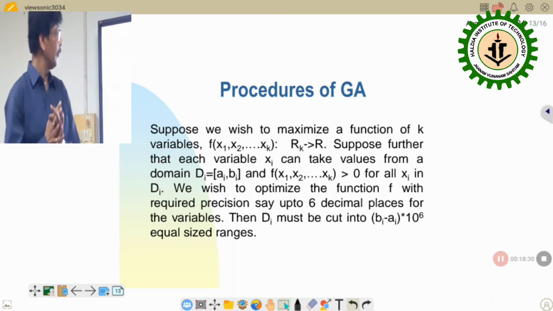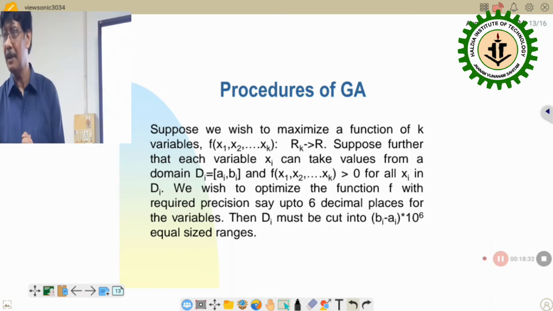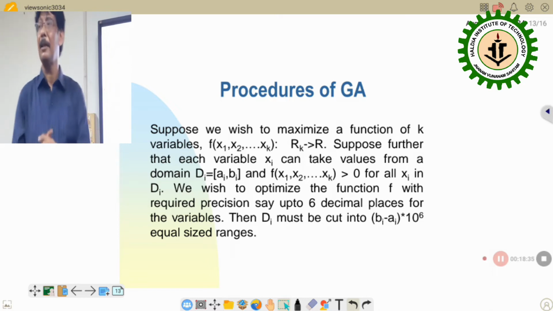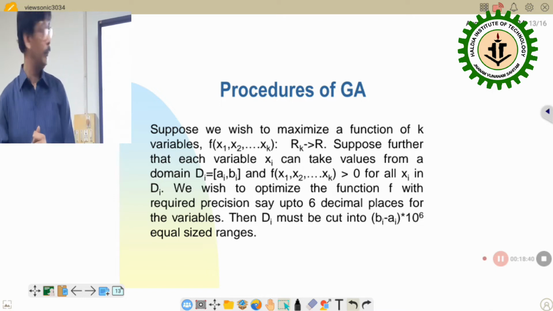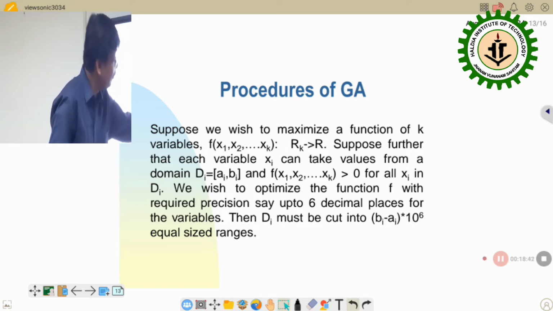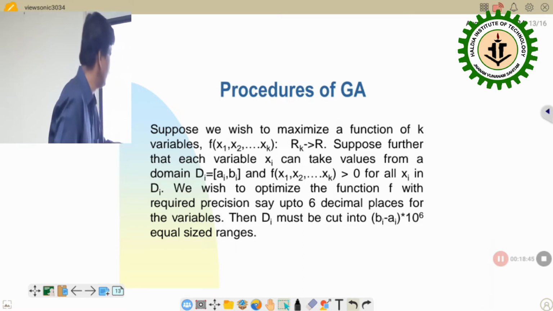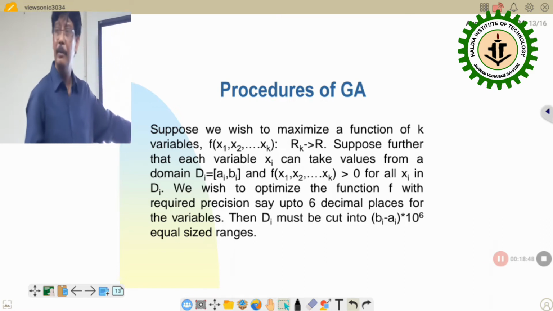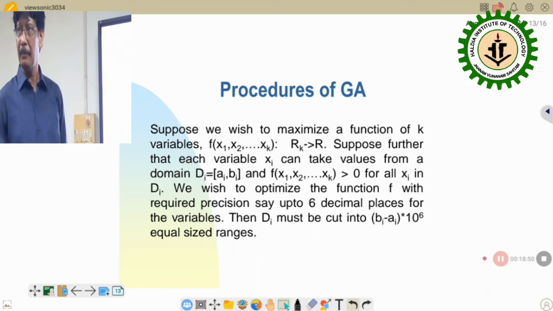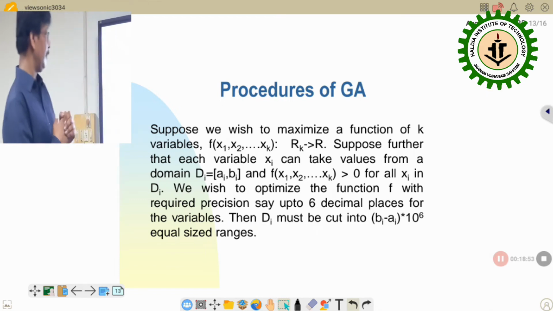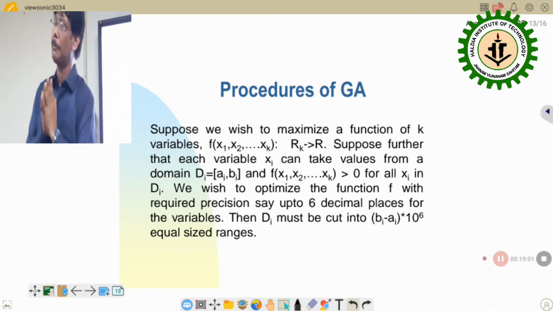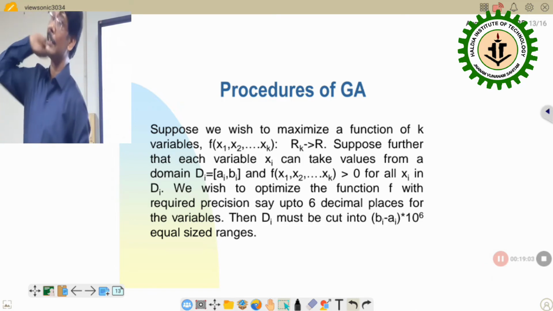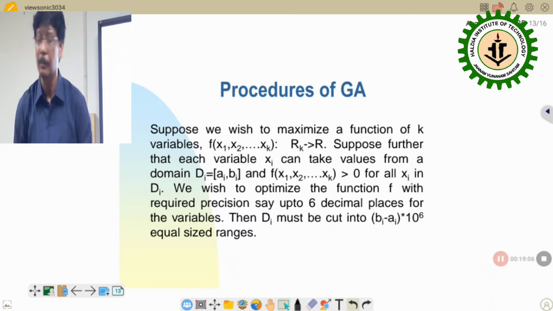Now suppose this is a function with k number of variables. Each xi has a domain, a range. The lower bound is ai and the upper bound is bi. This function is defined for all xi in Di, where Di is the domain for xi. We wish to optimize the function f with the required precision, say up to 6 decimal places. Suppose I am considering a problem and I want accuracy up to 6 decimal places. Then what will I do?